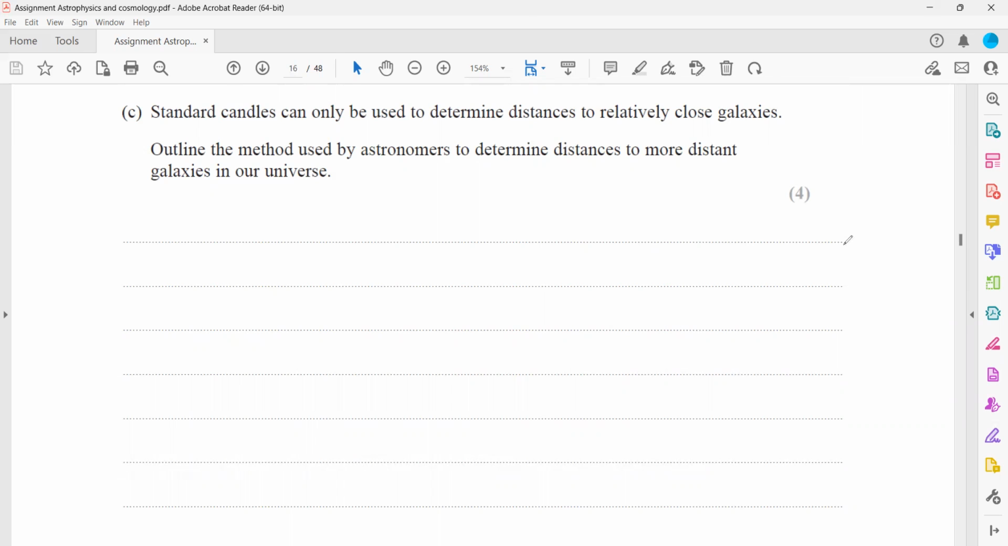For close galaxies, galaxies which are close to us, we observe their stars, and we can determine the distance by using a standard candle, considering the flux. But for galaxies which are far from us, we use the Doppler effect. We work out the Doppler shift, which is the change in wavelength over the original wavelength.